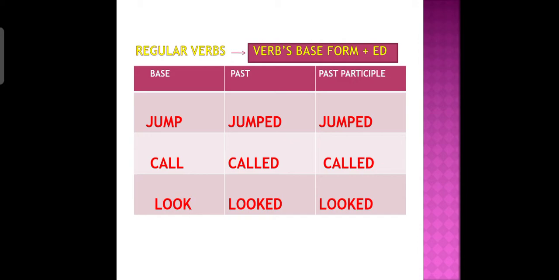For example, regular verbs. The first type are the verb base form plus ed. Example, jump, jumped, jumped; call, called, called; look, looked, looked. All these verbs, jump, call, look and many others, are regular verbs because we have a fixed pattern for changing them from one form to the other.